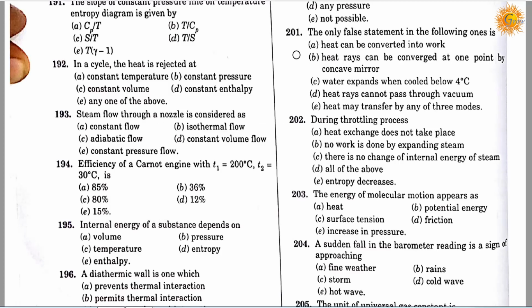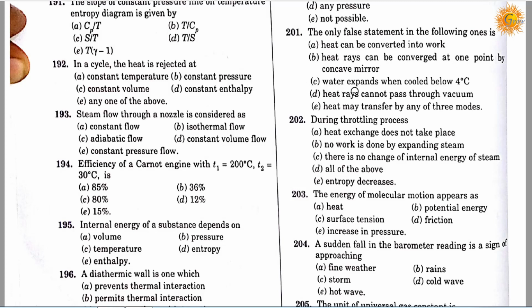Question number 201. The only false statement in the following ones is option A. Heat can be converted into work. Option B. Heat rays can be converged at one point by concave mirror.